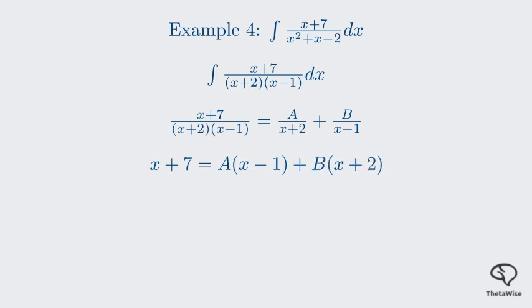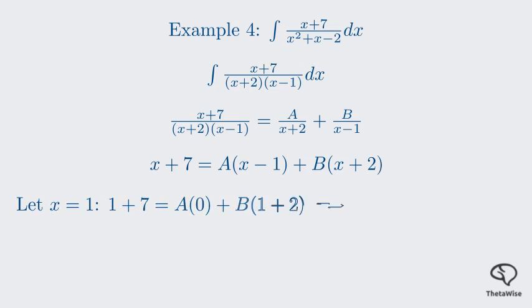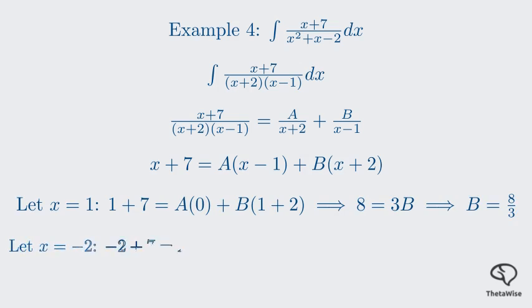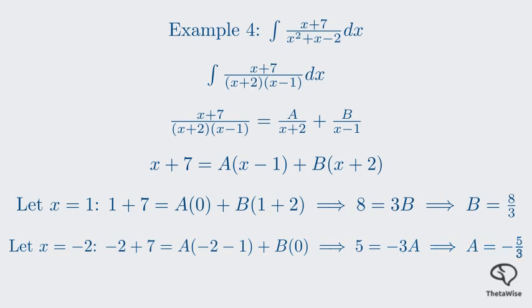A quick way to solve for A and B is to choose convenient values for x. Let's try x equals 1. If x equals 1, the A term disappears. We get 1 + 7 equals B times (1 + 2), which is 8 equals 3B. So B equals 8/3. Now let's try x equals negative 2. If x equals negative 2, the B term disappears. We get -2 + 7 equals A times (-2 - 1), which is 5 equals -3A. So A equals -5/3.